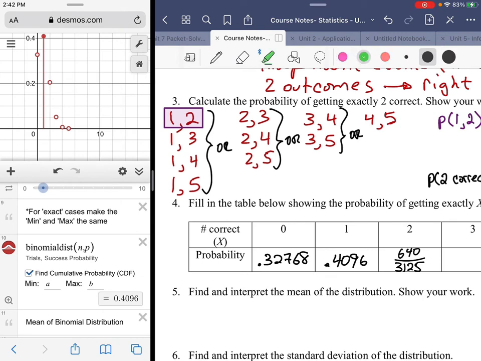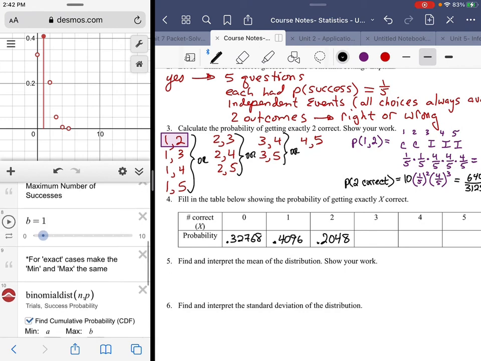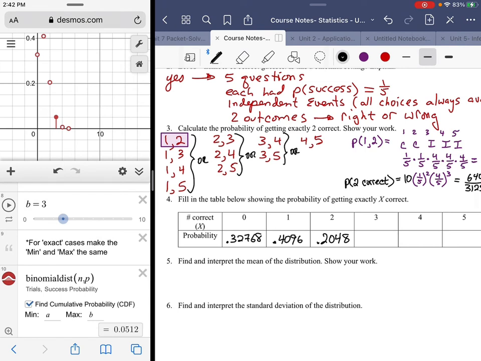Yeah, maybe we don't, just for the look of it. Maybe we don't want to put this here. Maybe we want the 0.2048. I don't know, it's a personal preference thing. 0.0512.